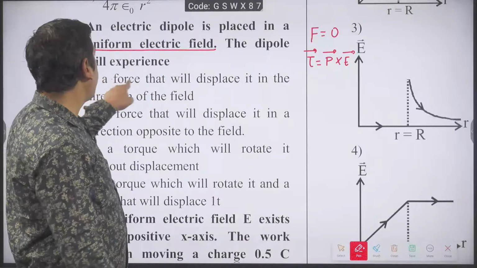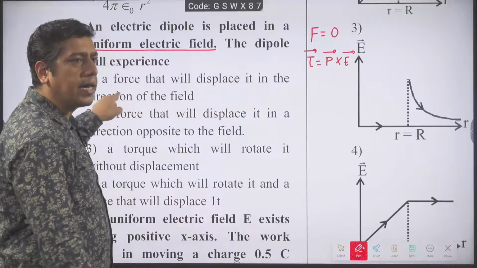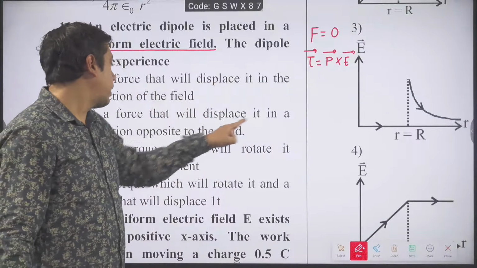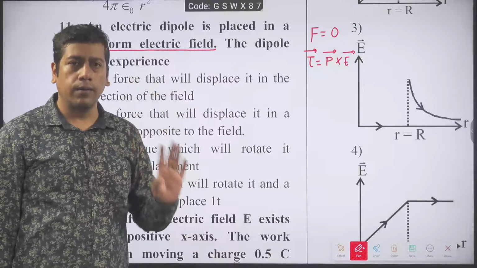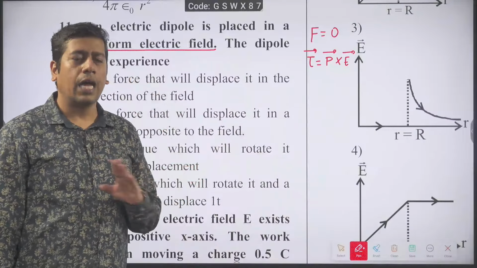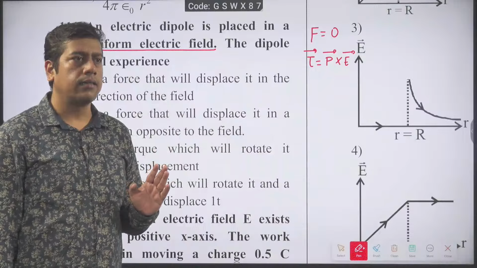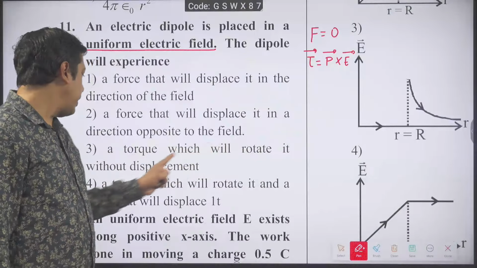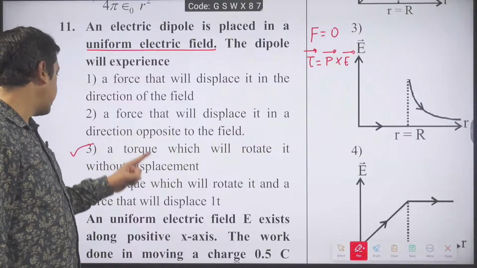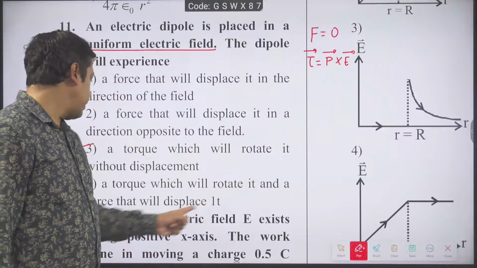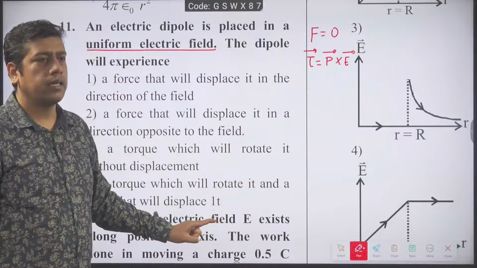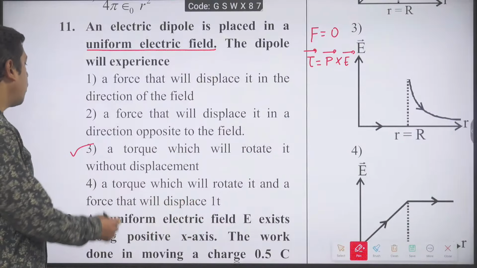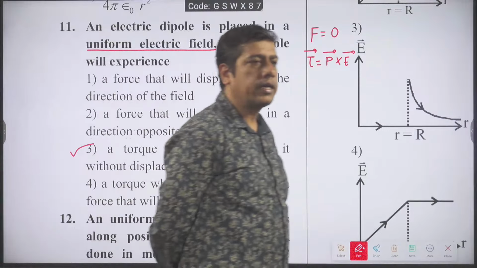So if they say a force that will displace it in the direction of the field, wrong. There will be no force. A force that will displace it in a direction opposite to the field, again wrong, because there will be no force. The dipole will not be displaced in any direction. A torque which will rotate it without displacement, partially correct. A torque which will rotate it and a force that will displace it, wrong, because there will be no force to displace it. So the best possible option is option number 3.